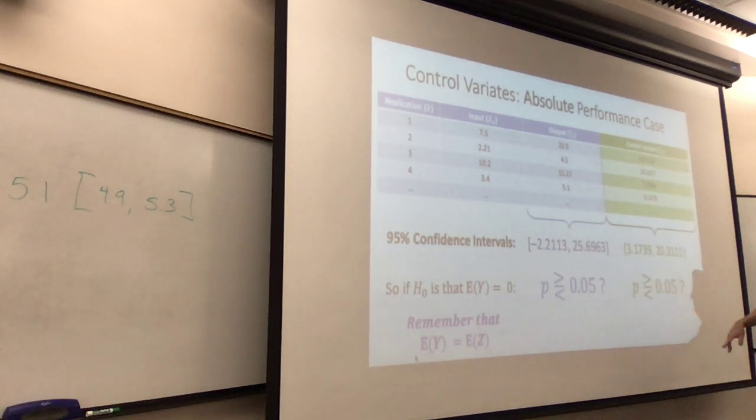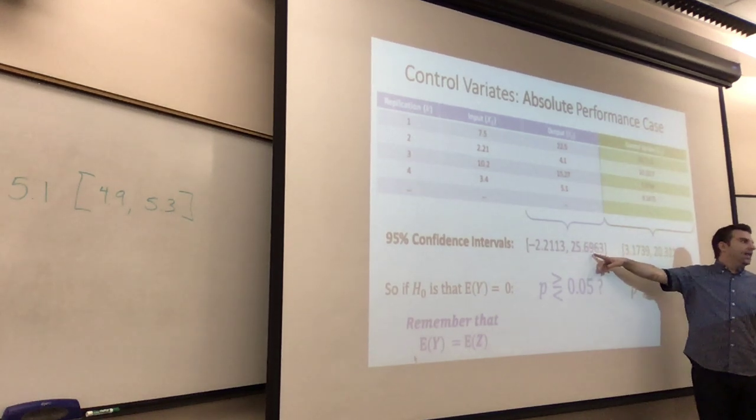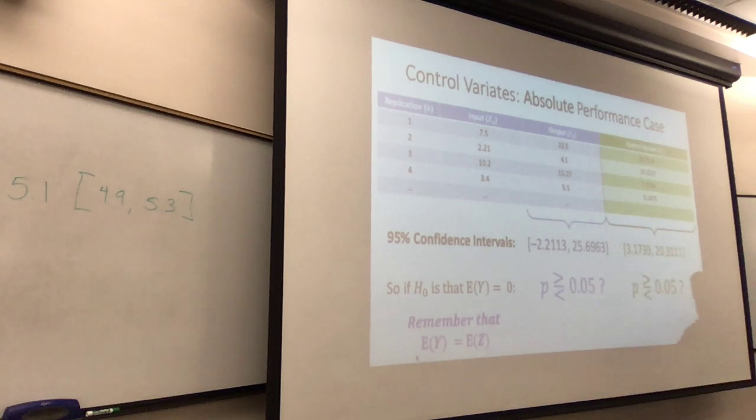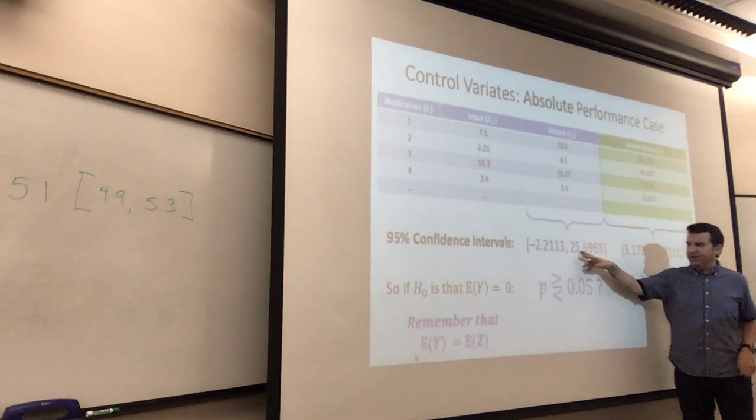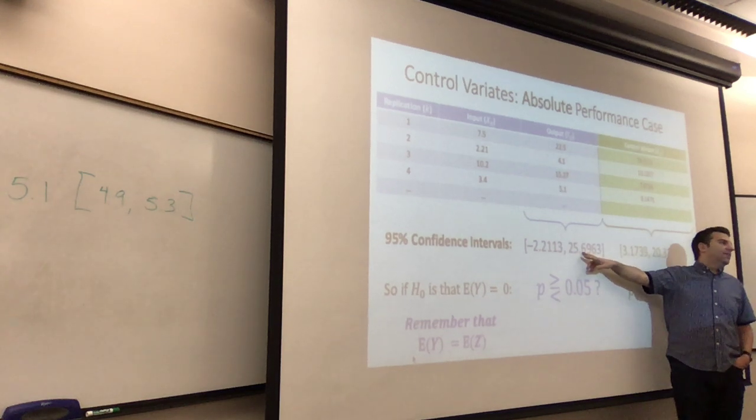And so, just to wake everybody up a little bit, if I look at this confidence interval, how many people by hands say that this confidence interval indicates that P is less than 0.05 if I'm comparing to 0?